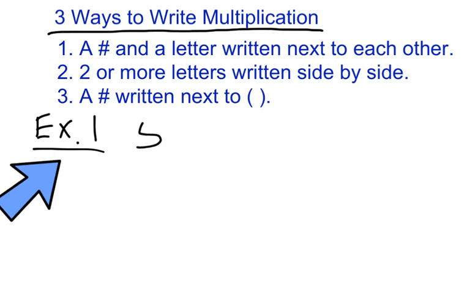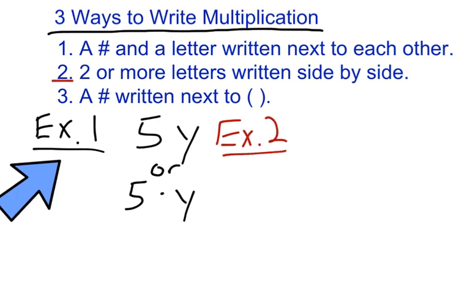We'll say 5y. The other way we can write 5y is 5 times y, because a number and a letter means multiply. Example 2, going with the second one, we could say, for instance, ABC. Easy as 1, 2, 3. So we're going to do A times B times C, because it's letters written next to each other.